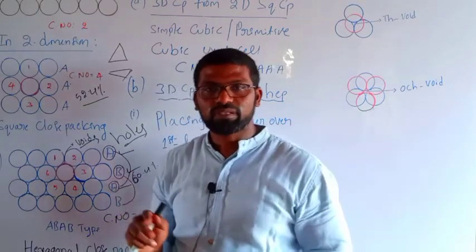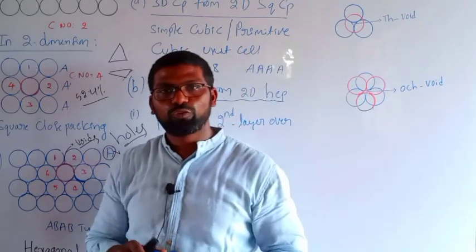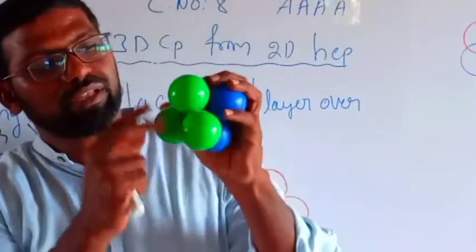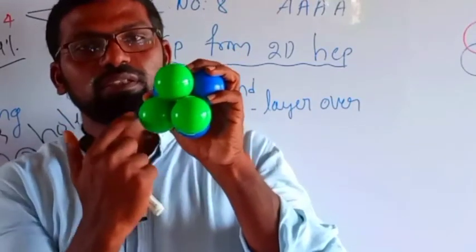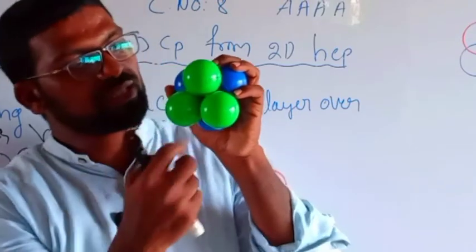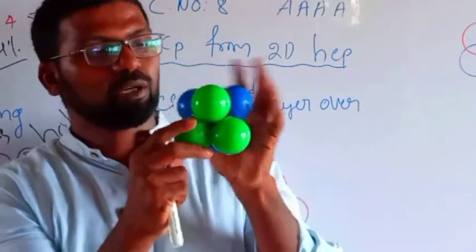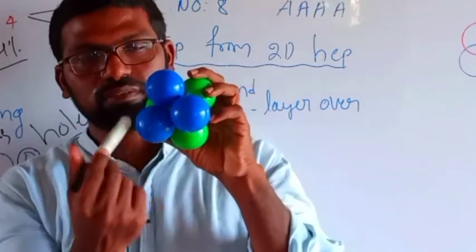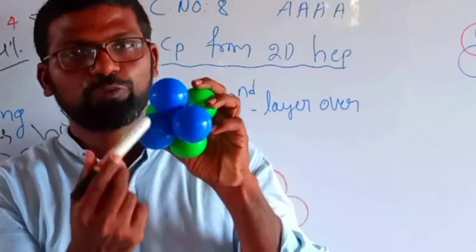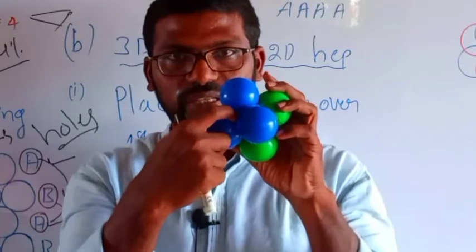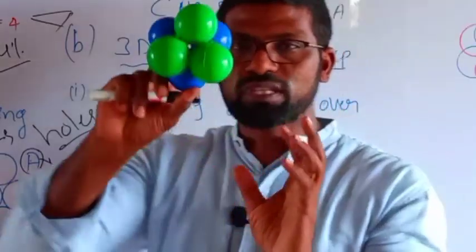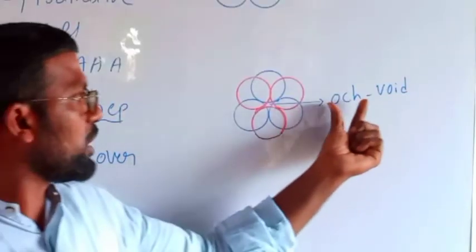In some cases, the triangular voids of second layer fall over the triangular voids of first layer. See, for example, let these be the particles in first layer. These first layer particles make triangular voids. This is a triangular void. Now these are the particles in second layer. These are making a triangular void. If you observe, the triangular void of second layer is falling over the triangular void of first layer. Due to this type of arrangement, an octahedral void will be formed.